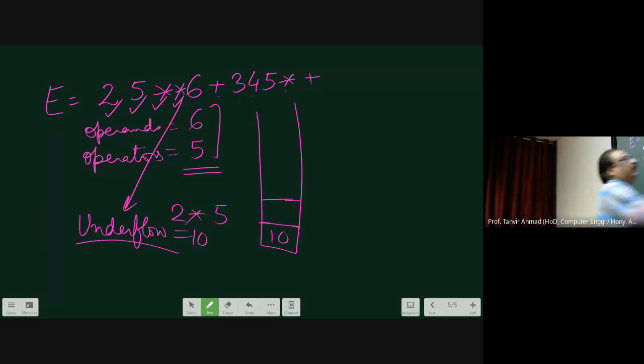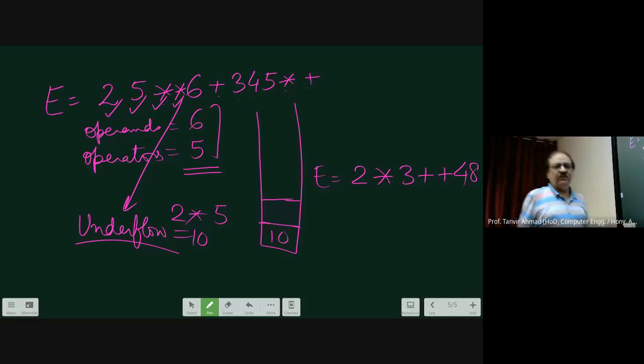For example, I might have an expression like this, say 2 multiplication, say 3 into plus, then plus, then plus 4, 8. Now here this contains 4 operands and 3 operators. But again, this is wrong. The expression is wrong because you should have operand, operator. Now this doesn't hold over here. Therefore, in order to detect whether the expression is correct or not, you have to run this algorithm to find it out.